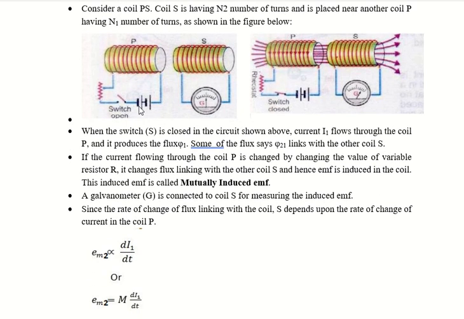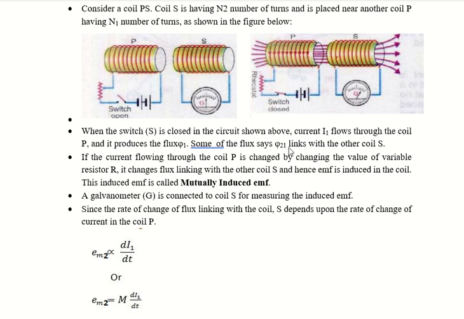When the switch is closed, in the first circuit there is a battery, rheostat and switch arrangement. In the second circuit there is no battery, no current supply, only a galvanometer to show the deflection. When the switch is closed in the circuit, current I1 flows through the coil P. If you close the switch, current will flow in coil P and produce a flux phi1. So when there is a change in current, a flux will be linked with P.